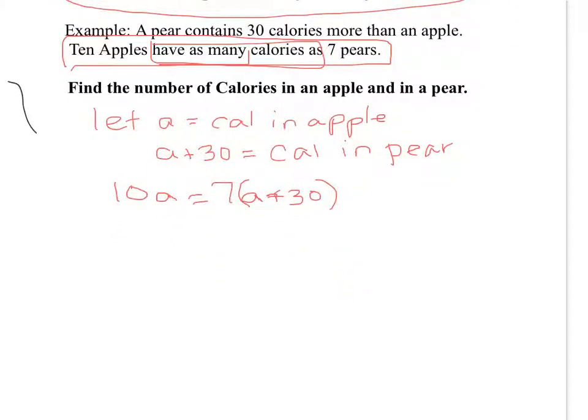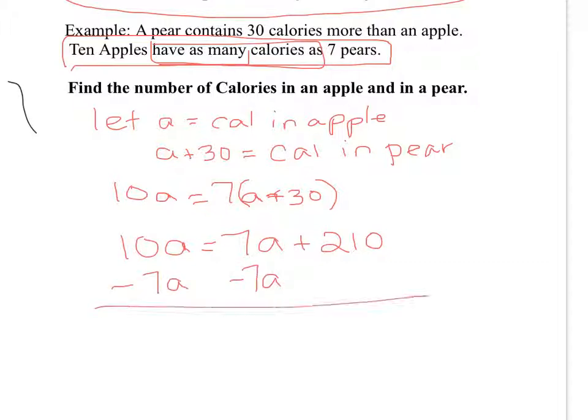All right, so now we solve. So 10A equals 7A plus 210. And then we solve for A. So we isolate the variable. We bring the smaller to the larger. So I'm going to subtract 7A to both sides. And we're going to get 3A equals 210. We divide by 3, so A equals 70.